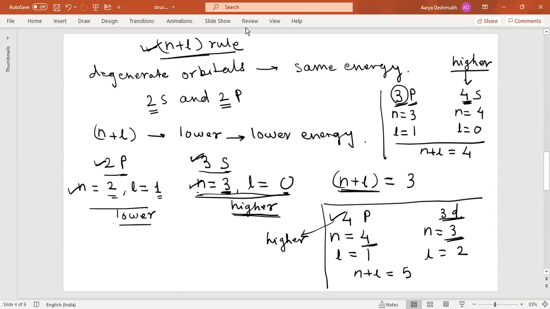So the one with the higher value of n, that is the principal quantum number, that orbital will have the higher energy. This is called the n plus l rule. This is important when you write the electronic configuration.